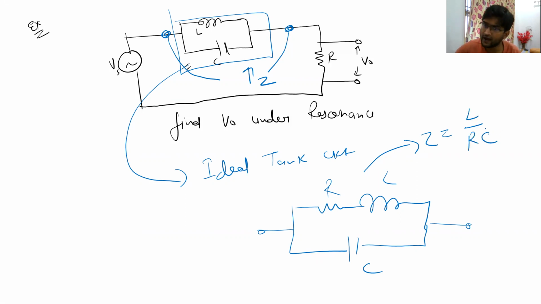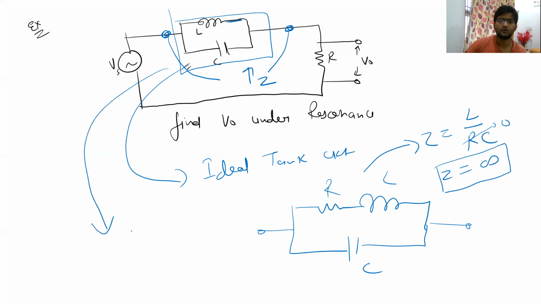So in the case of an ideal tank circuit, this R becomes 0 because here you can see that there is no R. So what will happen? Z will become infinity. And if the impedance of a circuit is infinity, it means the circuit is open circuit. So in the above circuit, in the resonance condition, you are going to have the circuit like this. This whole tank circuit will be open, and this is your Vs, this is your R.